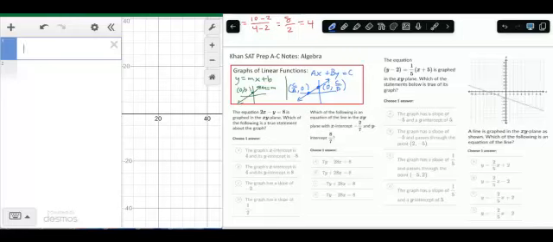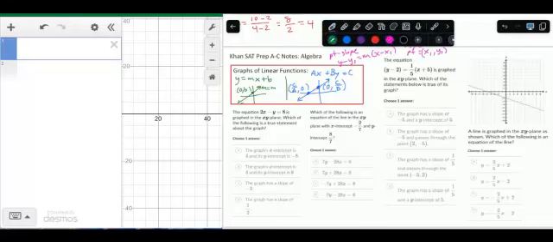And finally, the last possible form that you might see would be point-slope form. Point-slope form looks like this: y minus y1 equals m times x minus x1, where you have a given slope of m, and you have a point that it passes through, or a point on the graph, which is the set of coordinates x1, y1.